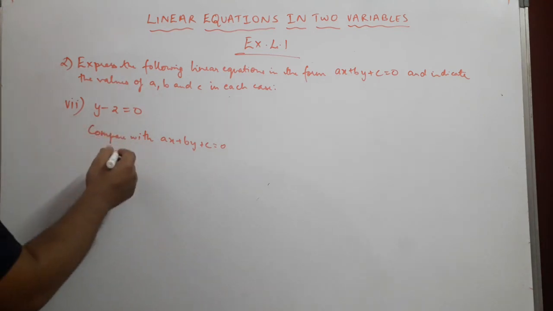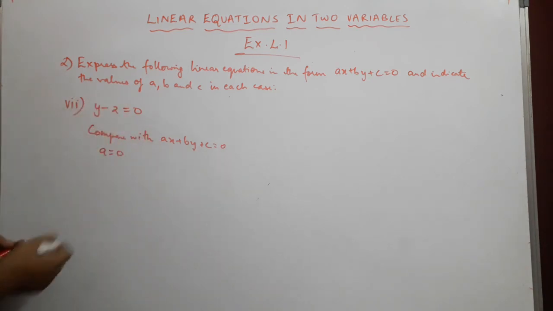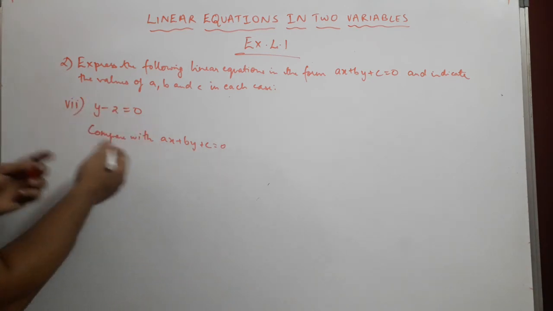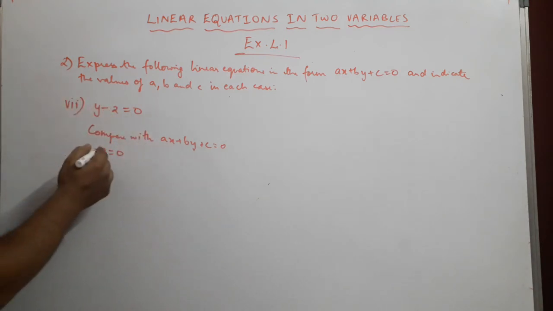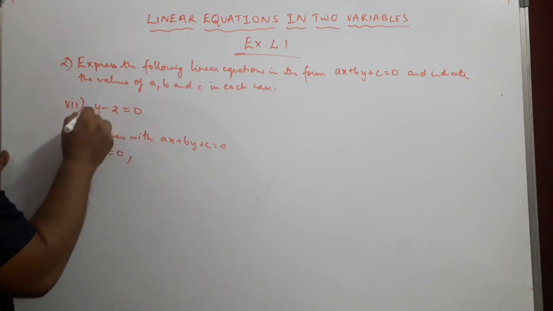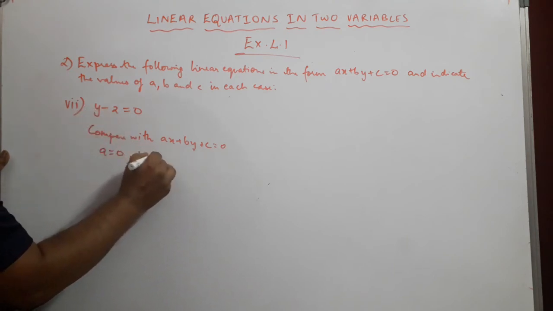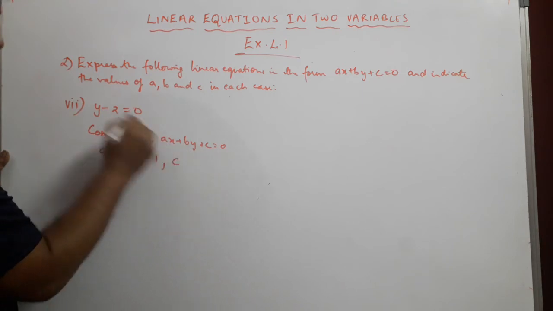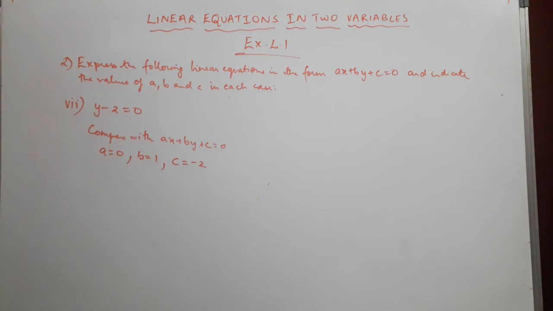Only when a is equal to 0, x will not exist over here, because 0 multiplied with x becomes 0 and we don't write the zeros in the equation. So a equal to 0, we've got variable y and its coefficient is 1. Then we've got the constant, which is -2. Those are the values of a, b and c for that particular linear equation.